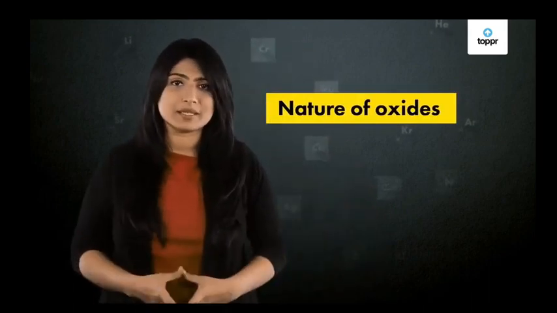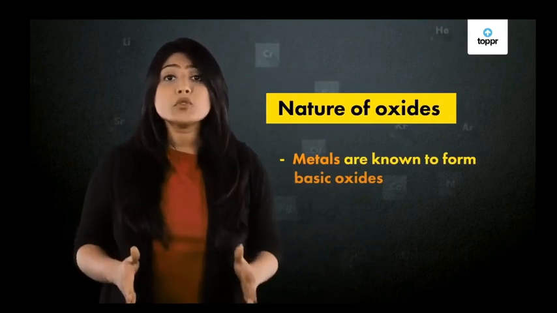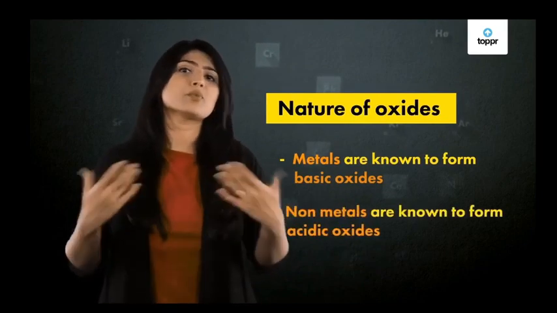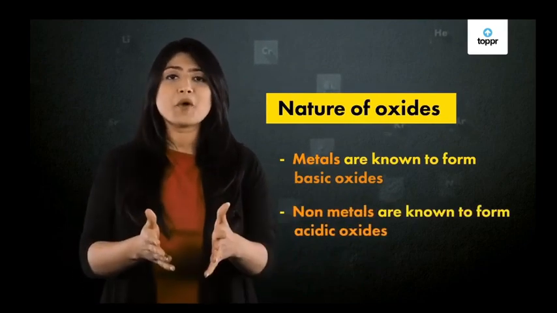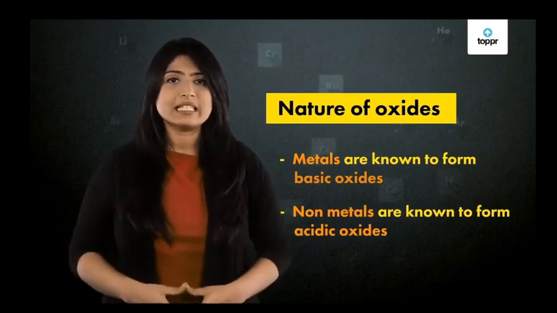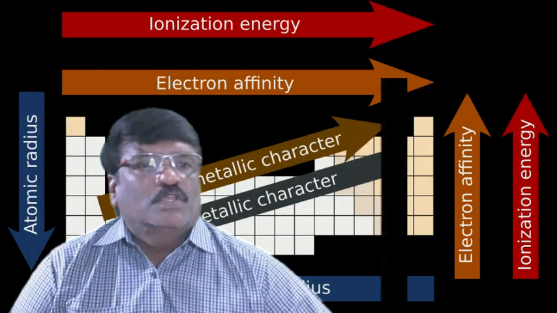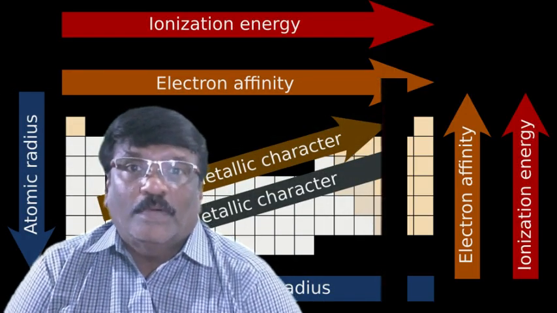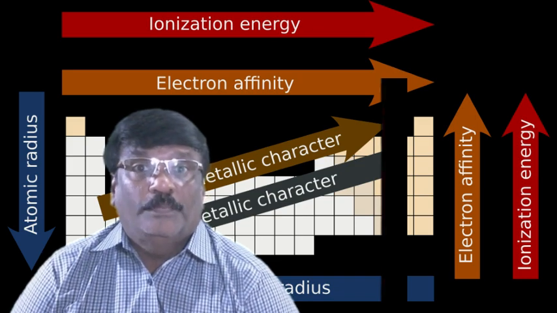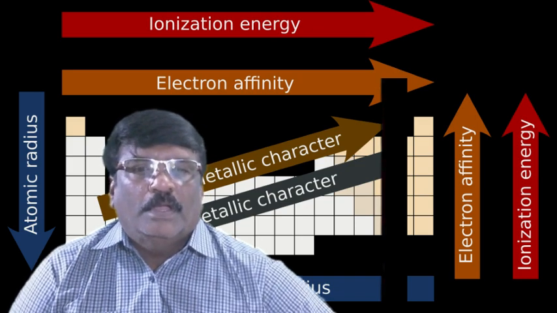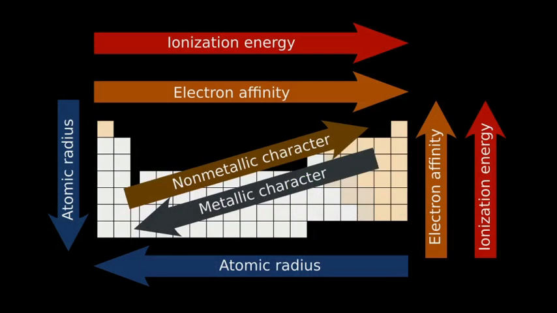One such property is the nature of oxides of elements. Metals are known to form basic oxides, whereas non-metals are known to form acidic oxides. Now you realize how useful the trends of the periodic table are? Okay, fine. I think you would have understood the periodic trends.